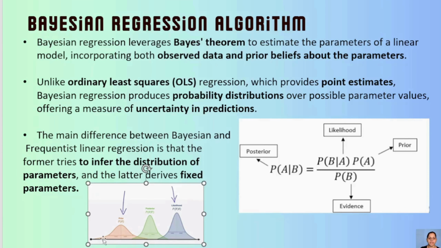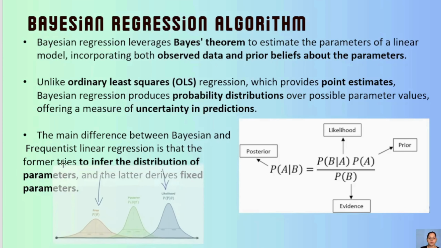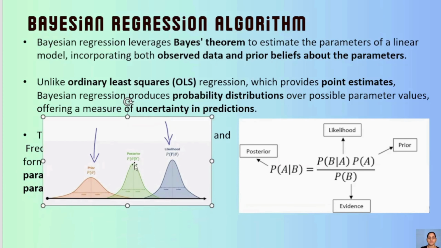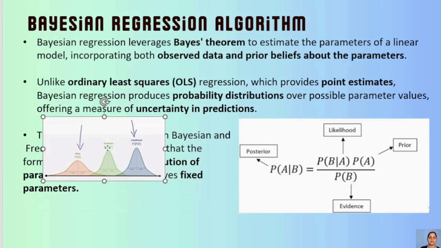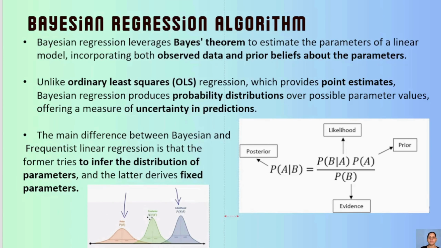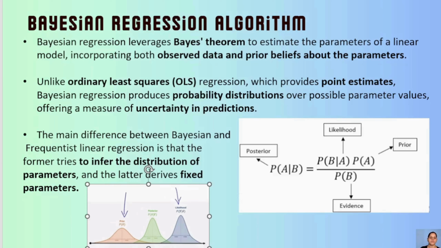And in this image, you will see how this probability concept, or how each parameter, behaves based on the probability concept. You can see that we are getting these distributions, right? Normal distribution curves and all, right? So this is the fundamental principle of the Bayesian regression algorithm.